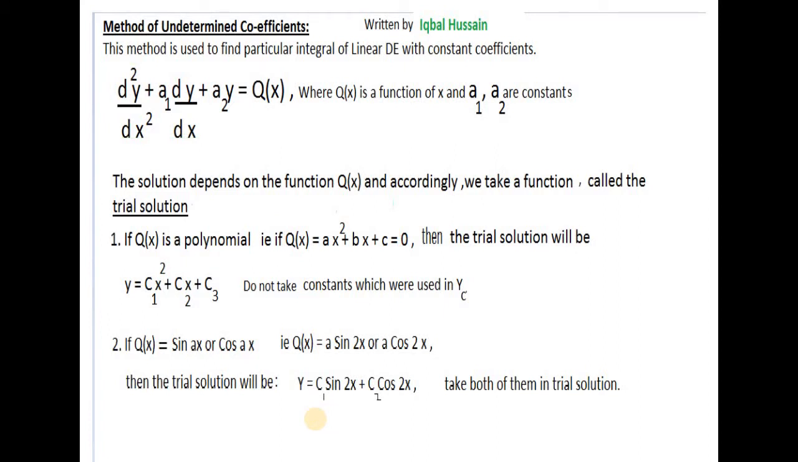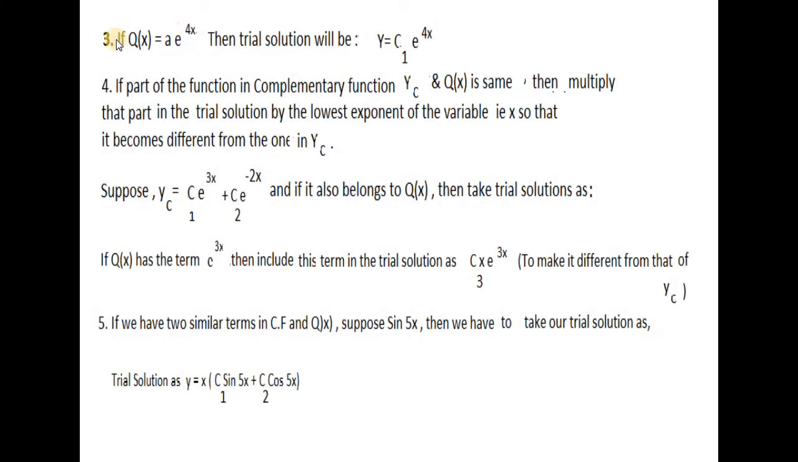Now we come to the next point, point 3. If q of x is equal to a e power 4x, here the right hand side function q is a e power 4x. This is our right hand side function. Then the trial solution will be y is equal to this one. This is the function lying to the right hand side of the differential equation, and this is the trial solution which we have to use.